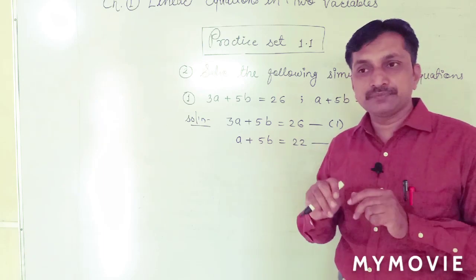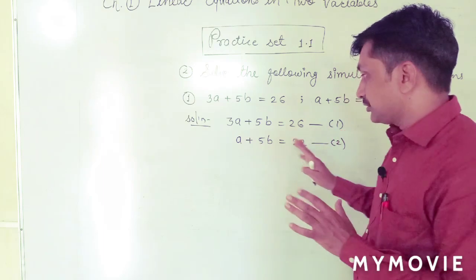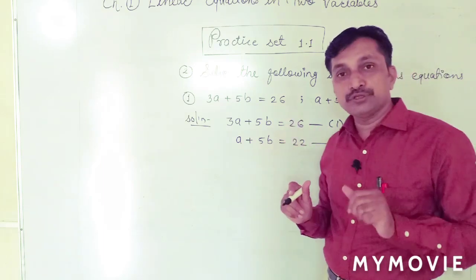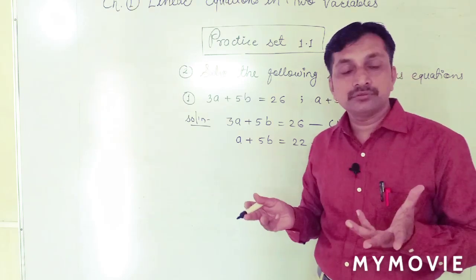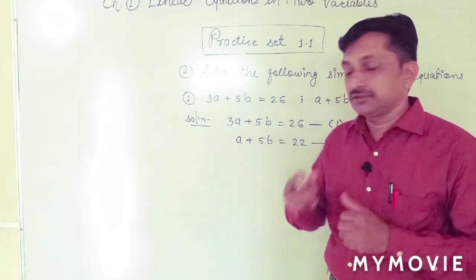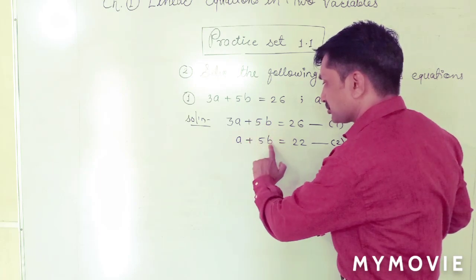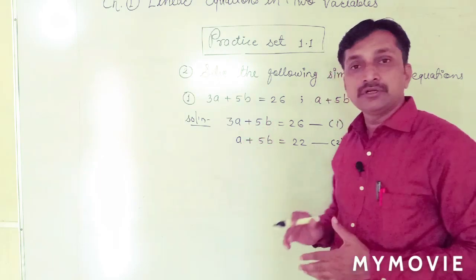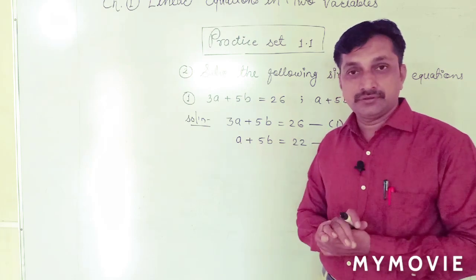Not same. Opposite means plus minus. In this way. Now here you see, as I told you, first of all you see their coefficients. If they are already equal, very good, that is easy for us. But if they are not equal, we have to equate. Now let's see here in this example, coefficient of b is 5 in both the equations. That's why the first step is easy for us.